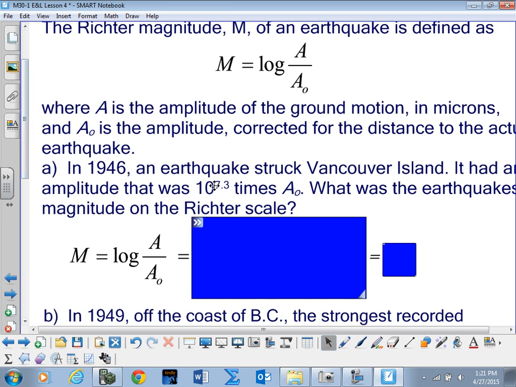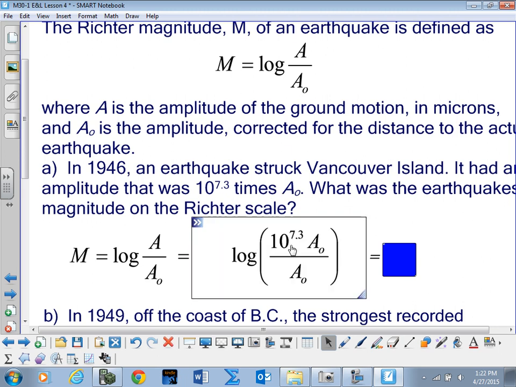In 1946, an earthquake struck Vancouver. It had an amplitude that was 10 to the power of 7.3 times A0. So that's telling us that A is 10 to the power of 7.3 times the original, A0, the actual earthquake. But look what happens: if this times this is A, then the A0 doesn't even matter. This just cancels out.